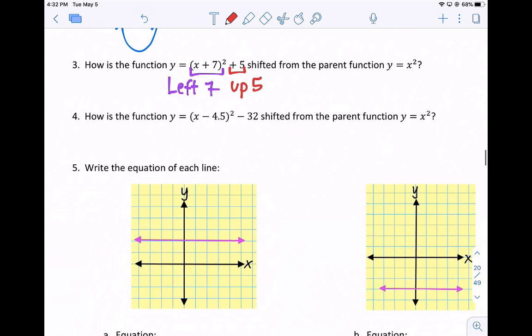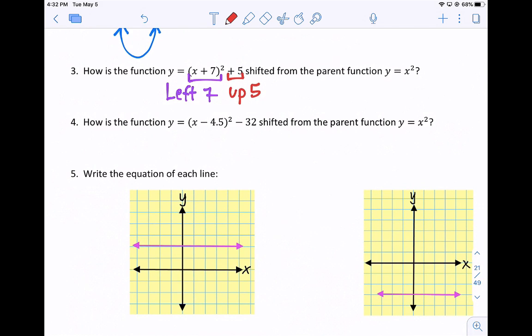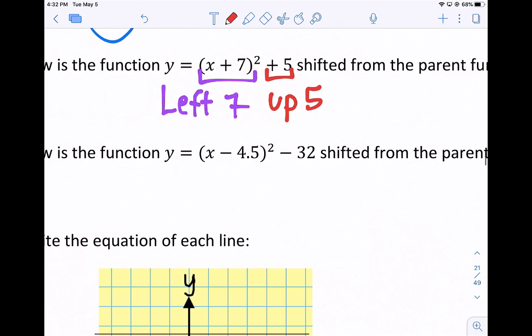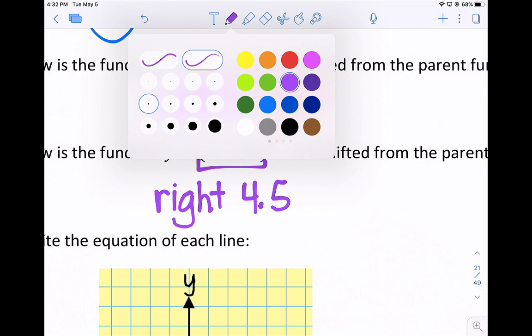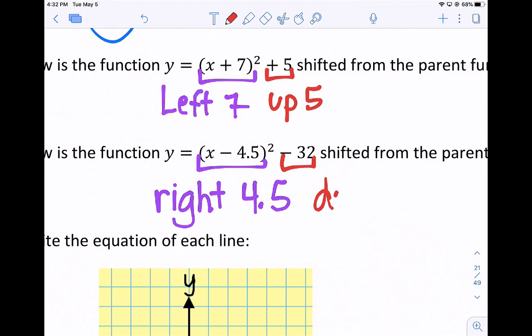How is the function (x minus 4.5) squared minus 32 shifted from, again, the parent function y equals x squared? And if we have, again, in parentheses, it's the opposite of what you think, so this would be to the right, 4.5 units. And the minus 32 would be down 32 units.